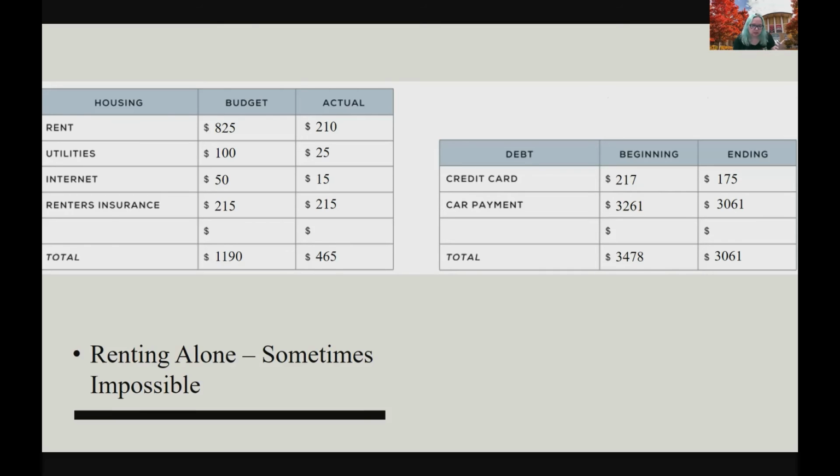And you can also see, going back to the housing, sometimes renting alone is impossible. So you really have to realize this and know where your money's going and know how to finance yourself, because you can't just jump into a lease on an apartment and expect to be able to pay it, and then not be able to pay it.